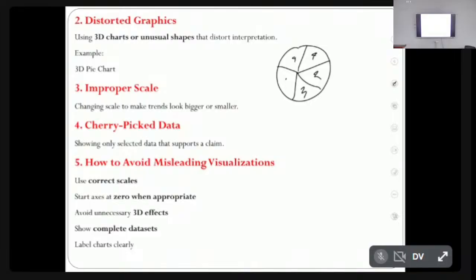Changing scale to make the trends look bigger or smaller. To make the trends bigger or smaller.